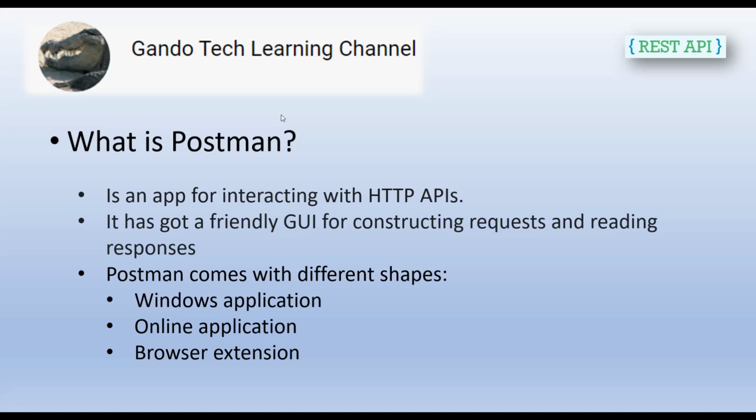Postman comes in different shapes. You can download the Windows application and use it, as we do in this video. You can use the online application via the browser, create your requests, send them and get the response. And you can also add an extension in your browser like Chrome, Firefox, whatever browser you need. You just go to the add-ons or extensions, based on your browser, and add it and use it. Simple as that.